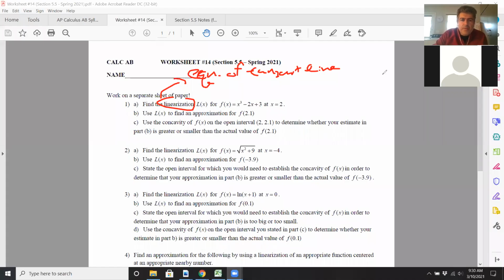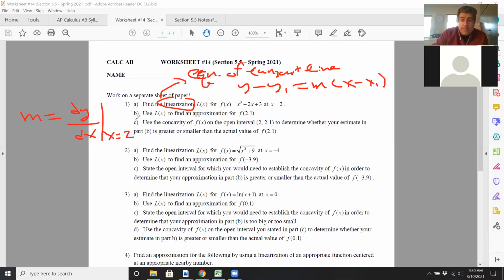All right, so linearization. This is worksheet 14, 5.5. When you're asked to find linearization, again, it means find the equation of a tangent line. So remember, the equation of a tangent line, or any line really, is just this. And remember, your slope is going to be dy over dx at x equals some number. In this case, x equals 2.